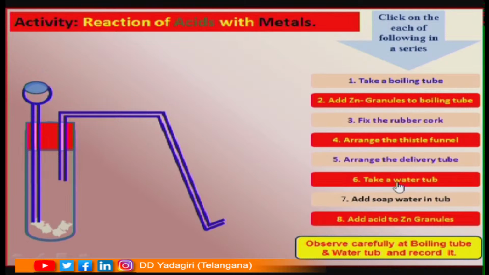Next, take a water tub and add soap water to this water tub. Now, it is filled with soap water. Now, add some zinc granules and HCl acid into the boiling tube. Now, you see some gas is coming out, it is evolving out in the form of bubbles. Observe this carefully, this is nothing but our hydrogen gas.